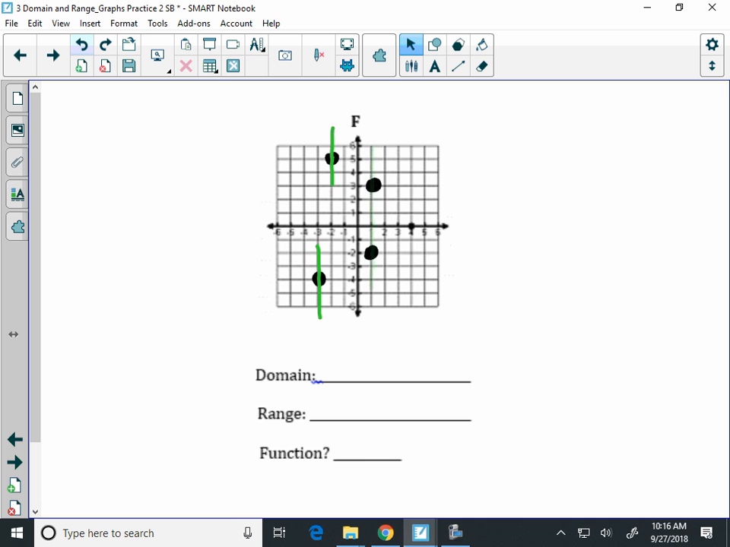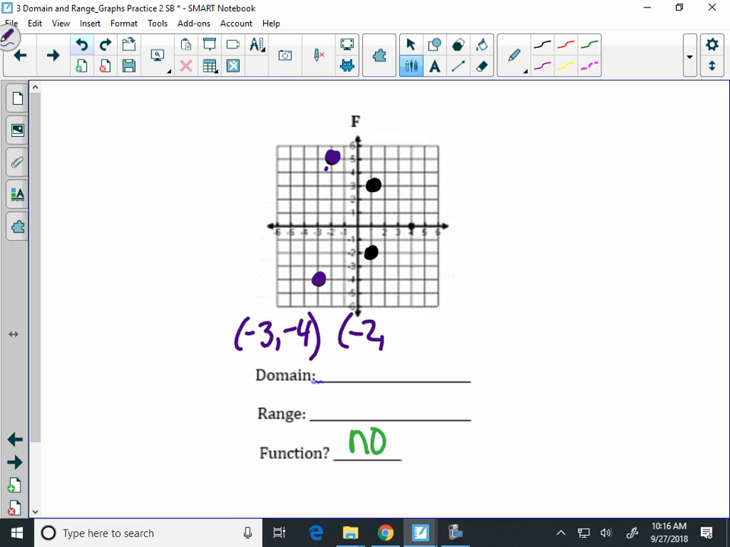So I'm going to rewrite it now. So this was not a function because it fails the vertical line test. My domain, we did this in practice 1 and in the notes. It is not a continuous function because you cannot connect those dots with a straight line. So what we need to do is list out the ordered pairs that are on the dots. The first one's at negative 3, negative 4. The next dot up here is at negative 2, 5. Then I have 2 dots over here, one at 1, 3, and one at 1, negative 2.